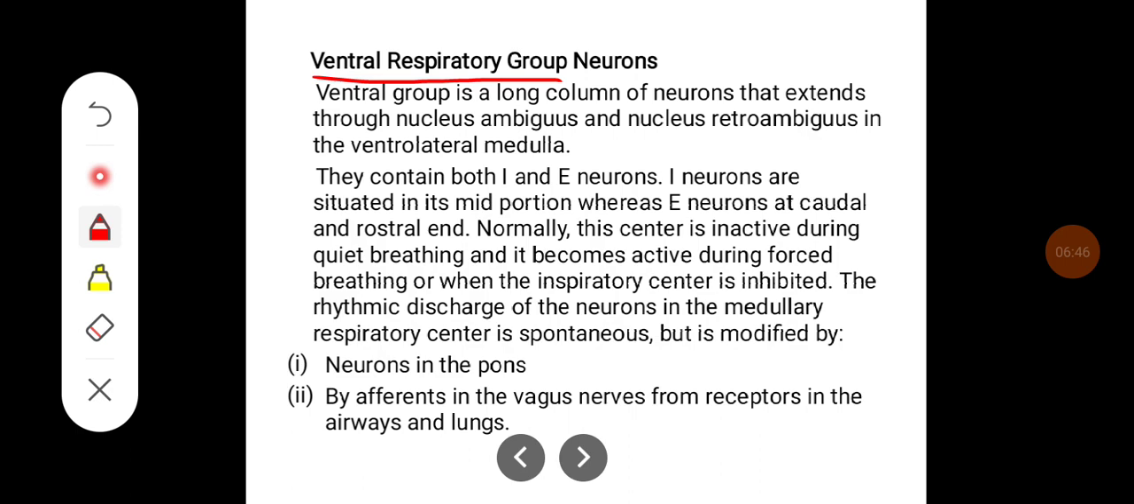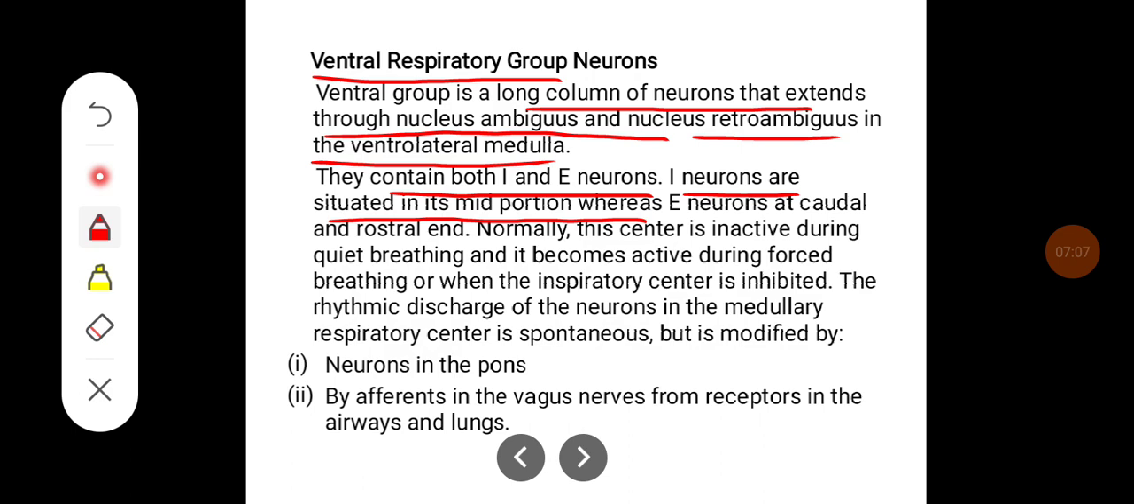Ventral respiratory group neurons. The ventral group is a long column of neurons that extends through the nucleus ambiguus and nucleus retroambiguus in the ventrolateral medulla. They contain both inspiratory and expiratory neurons. Inspiratory neurons are situated in its mid portion, whereas the E neurons, the expiratory neurons, are at the caudal and rostral ends. Normally, this center is inactive during quiet breathing and it becomes active during forced breathing or when the inspiratory center is inhibited.